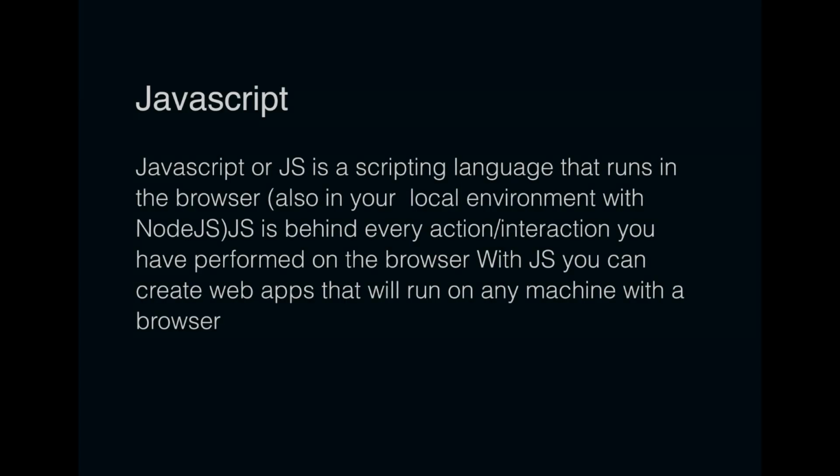What is JavaScript? JavaScript or JS is a scripting language that runs in the browser, also in your local environment with Node.js. JavaScript is behind every interaction you have performed on the browser. With JS, you can create web apps that will run on any machine with a browser.